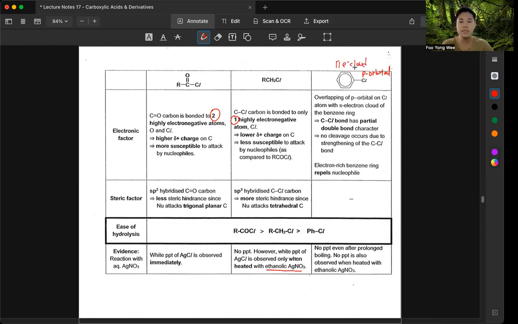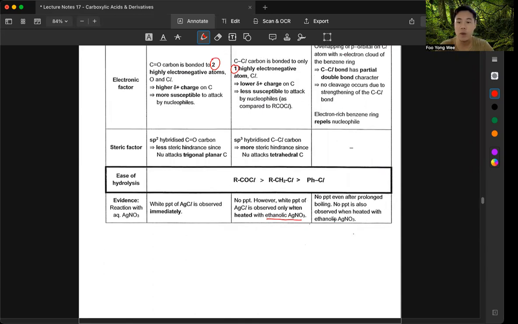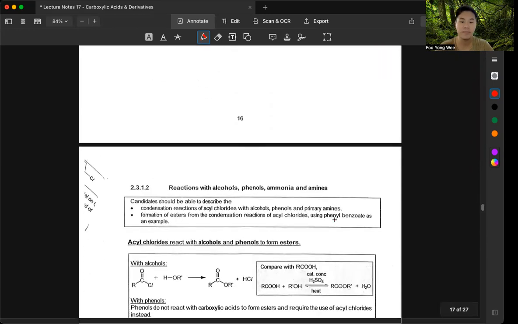Okay, so the C-Cl bond has partial double bond character, so no cleavage can occur here. It actually stabilizes the bond. It makes the bond stronger because of the partial double bond character, because of the good overlapping between the orbitals and the electron cloud system. And because it's a double bond, it's electron rich, so the nucleophile cannot attack. They will repel each other. So there will be no precipitate even when you use ethanolic silver nitrate.